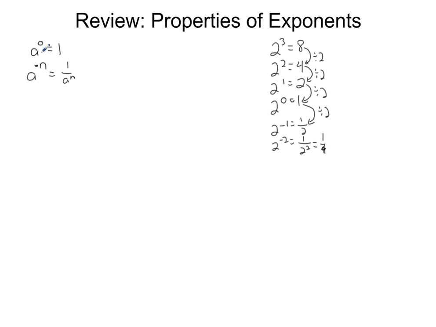Alright, so the next property that you usually see is if you take two like bases and you multiply them together and they have an exponent, you add the exponents together as your shortcut.